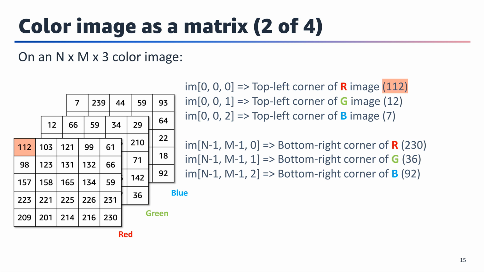On this slide, a pixel in the red channel is highlighted. Next, a pixel in the green channel is highlighted. And finally, a pixel in the blue channel is highlighted.